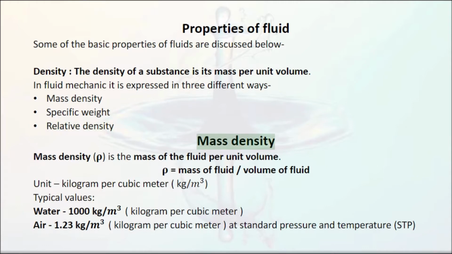Mass density. Mass density is the mass of the fluid per unit volume, equals mass of fluid over volume of fluid, unit kilogram per cubic meter, kg/m3. Typical values: water 1000 kilograms per cubic meter; air 1.23 kilograms per cubic meter at standard pressure and temperature, STP.